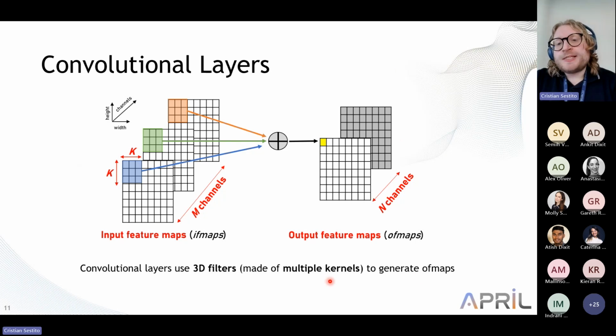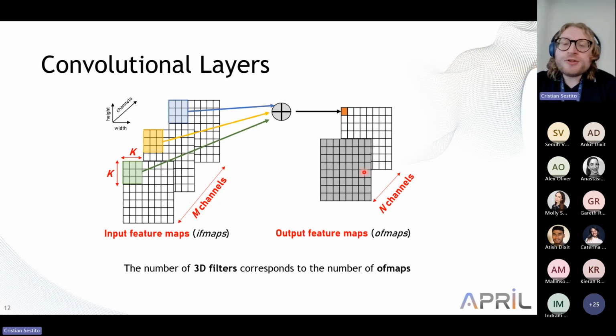In the output space, we have the output feature map that still consists of different channels. In order to produce different output channels, we need to use different three-dimensional structures of kernels. These three-dimensional structures of kernels are called filters. So basically, the kernel in green, the kernel in orange, and the kernel in blue compose a three-dimensional filter in order to produce the activation of the output feature map.